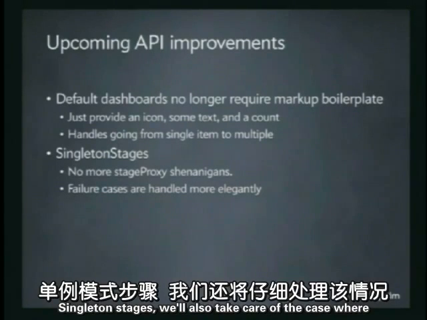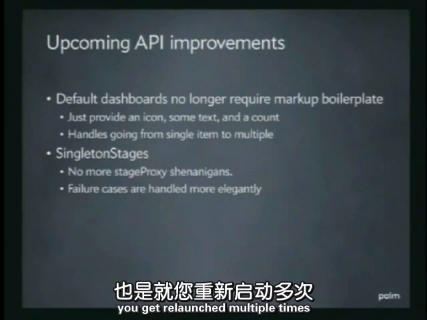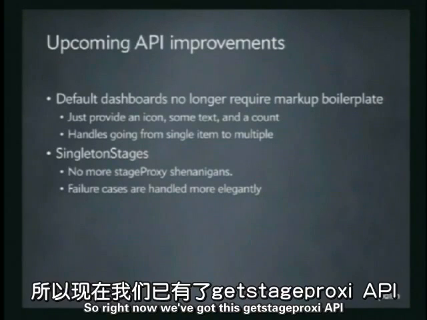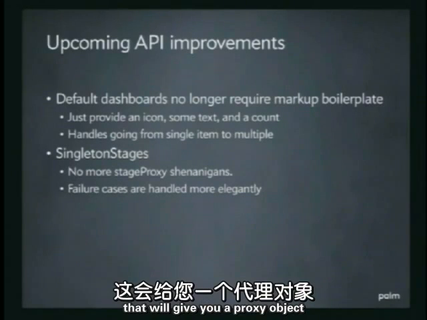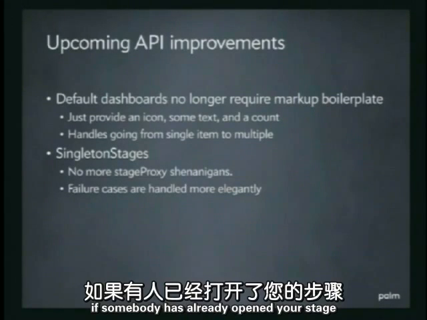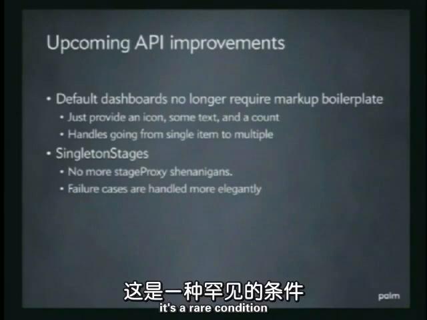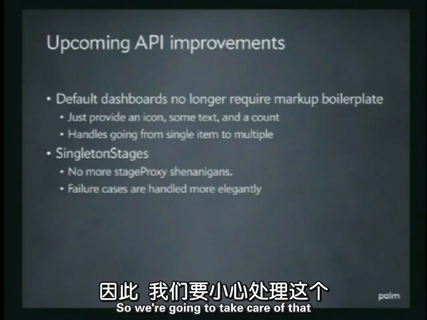Singleton stages will also take care of the case where you get relaunched multiple times and don't know whether you've opened the right stage. So right now we've got this getStageProxy API that will give you a proxy object if somebody has already opened your stage. That'll just work now. Barely anybody actually uses the stage proxy API. They just assume it won't happen. It's a race condition. So we're going to take care of that.